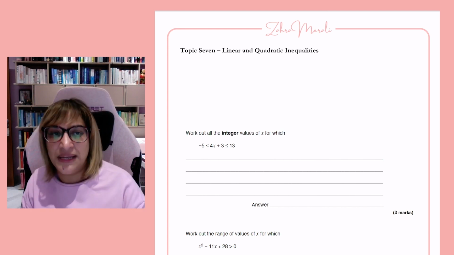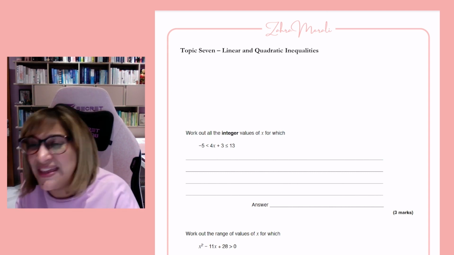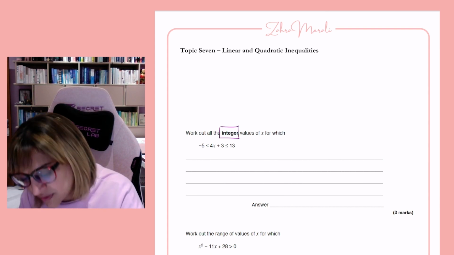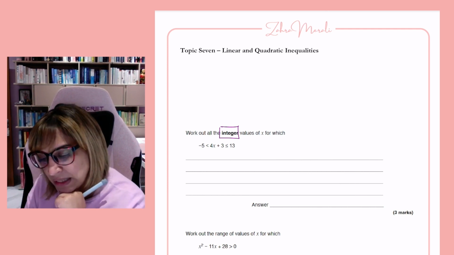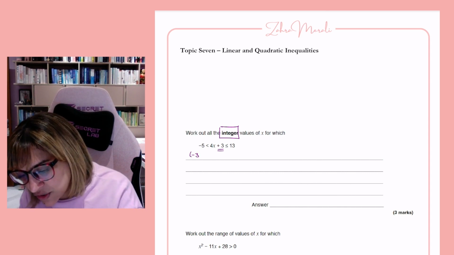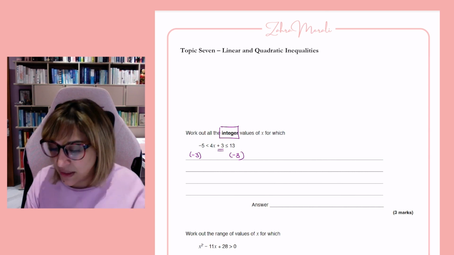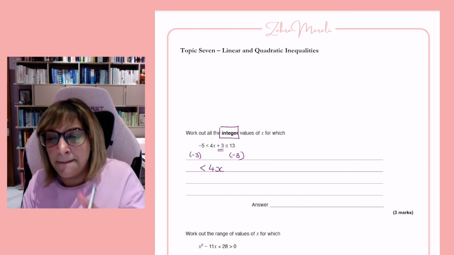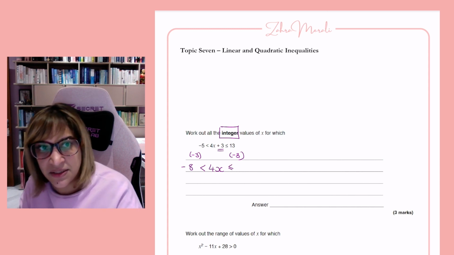Okay, so let's take the first question. It tells us to work out, and they bold things for a reason, that's there to help you, the integer values. So these are the whole numbers. But first, we want to get x on its own. So if we have a look, we've got 4x plus 3. So we're going to minus 3, and because there's two sides to this, we're going to minus 3 on both sides. So if I do minus 5 minus 3, I'm going to get minus 8. 13 minus 3 is going to give me 10.